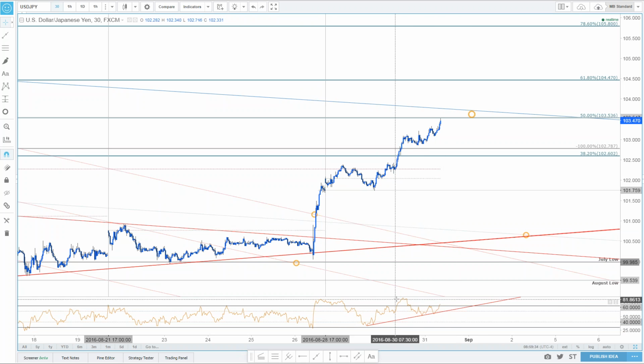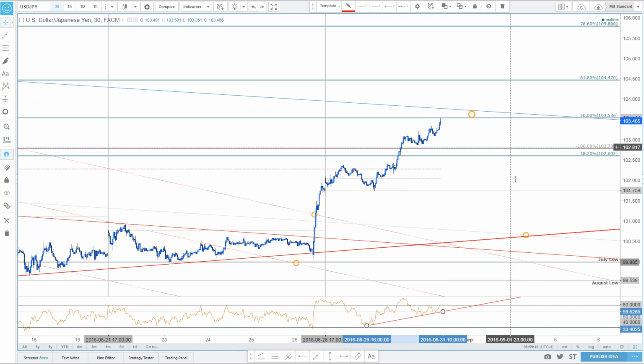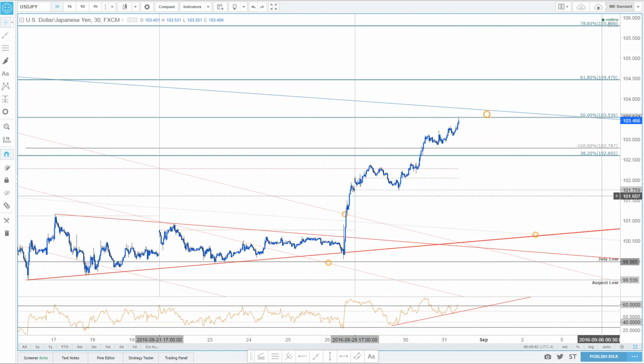So despite the divergence that we're seeing, I would still want to see this thing sub 70 and a trigger break before I start fading a rally into the highs.